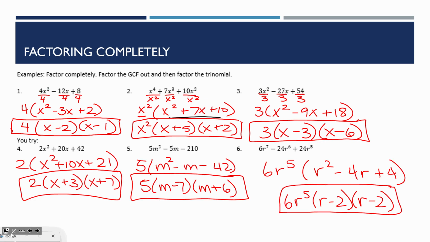Okay, so here are those answers for those bottom 3, 4, 5, and 6. And again, you can see we factored out the greatest common factor first. The greatest common factor in number 4 was that 2.